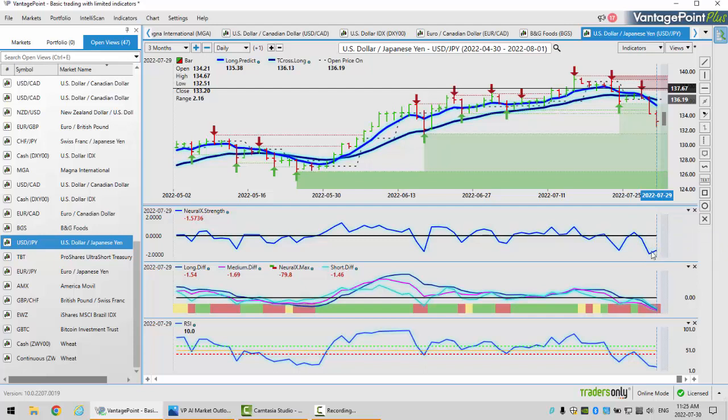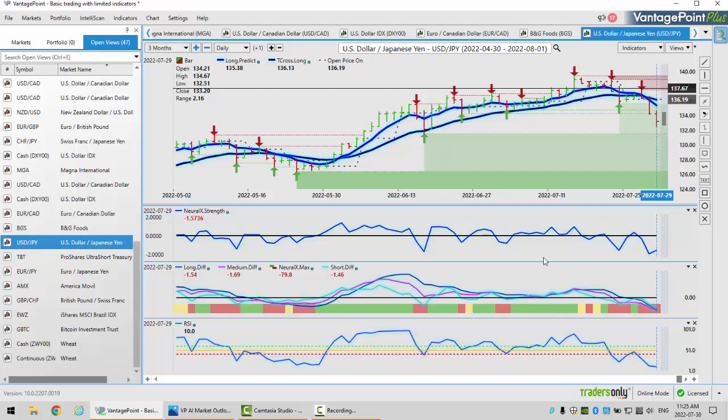Now, full disclosure, the carry trade is still very much in play here. The Bank of Japan is not hiking. The Federal Reserve is still hiking. The interest rate differential between the two countries clearly favors the U.S. dollar here.